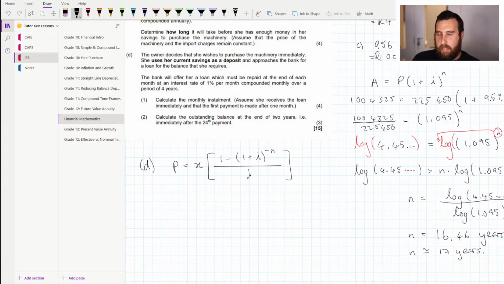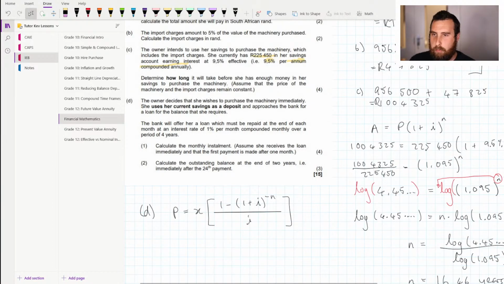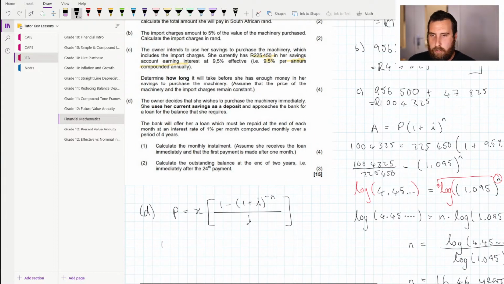And now we just need to plug in our values and solve for X, which is our installment, how much we're putting in to pay back the loan. So the amount that she needs to take a loan for is obviously going to be the cost of the equipment less her savings deposit that she's putting in. So if we take a look, the total amount of the machinery is 1,004,325 Rand, less the 225,450 Rand that you put in as a deposit.